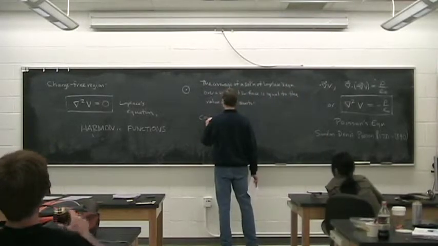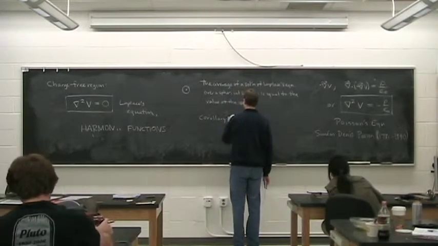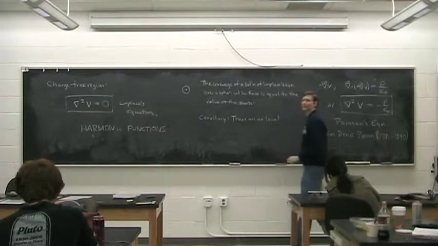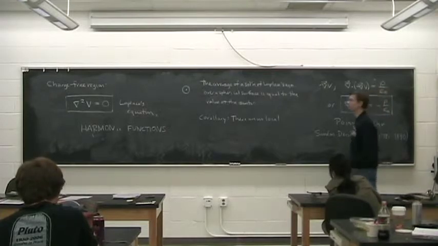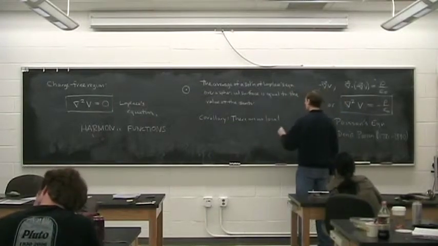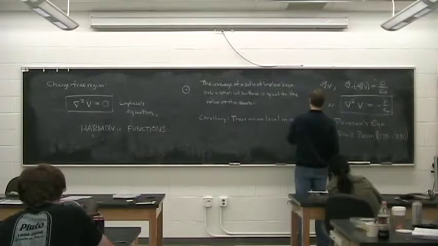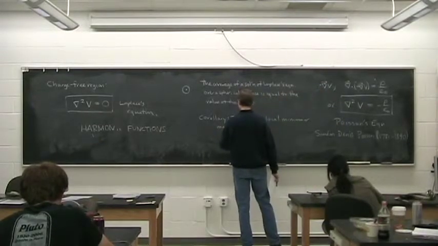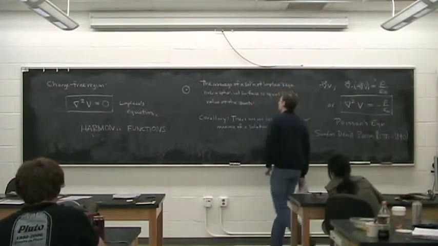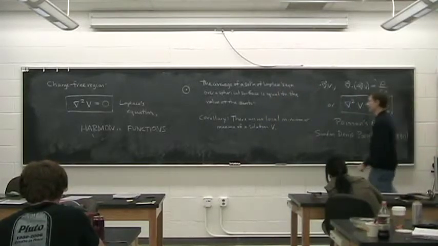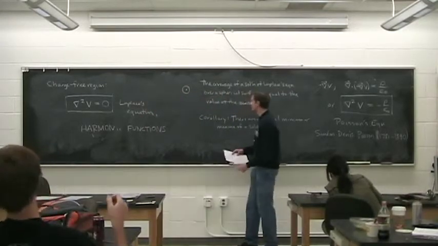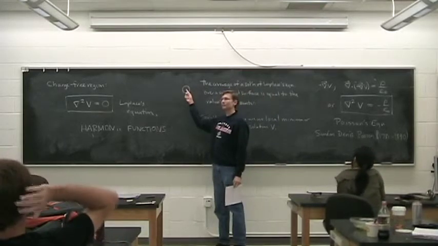Corollary. There are no longer any local minima or maxima of the solutions. If V is the solution, it has no local minima or maxima, and that's pretty easy to see because suppose some point was a local maximum, let's say.